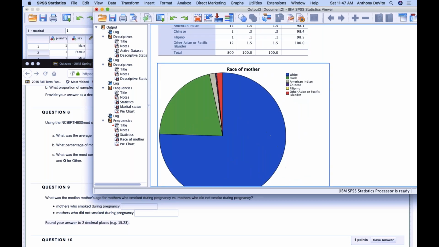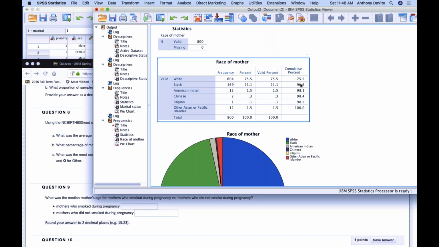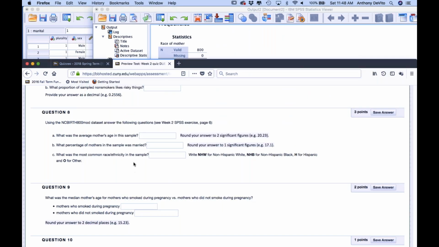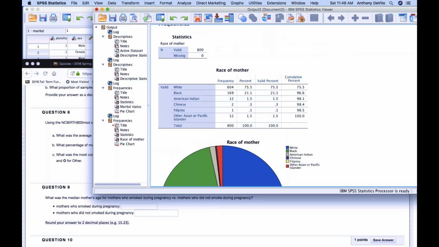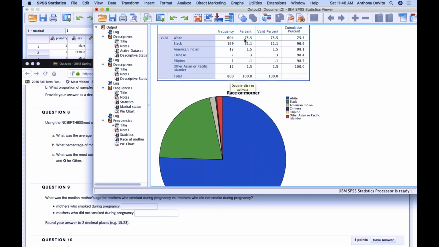And let's see. Here is a graphic by percentage. You can remember we didn't turn that off, so it made it automatically for us. And this is what they asked for, what's the most common race or ethnicity? In this case, it was white mothers, who represented 75.5% of the mothers that were in this survey. Black mothers were 21.1, American Indian was 1.5%. These are the actual frequencies for these different mothers.